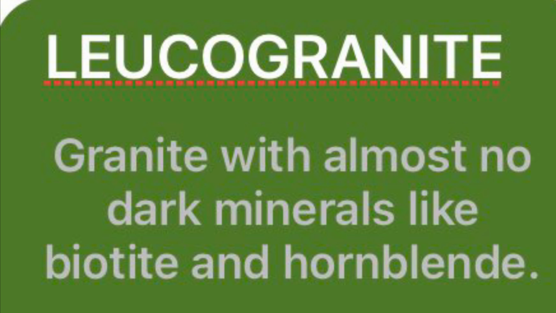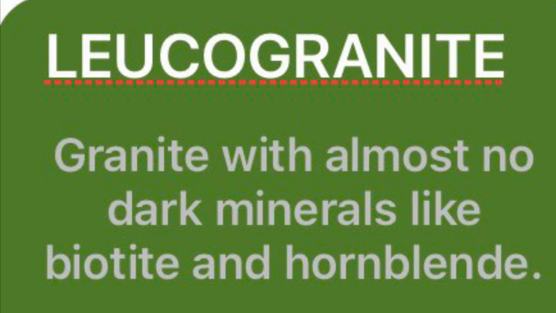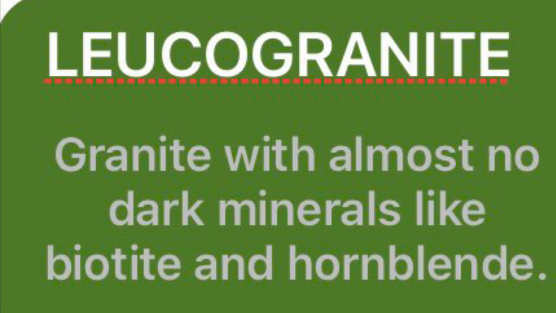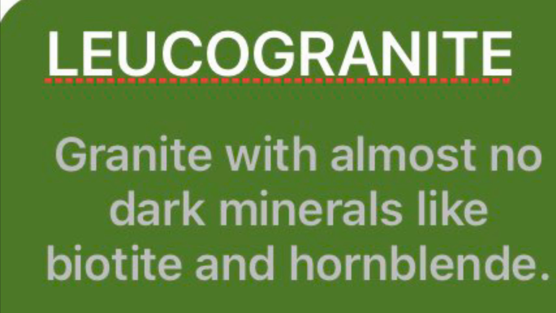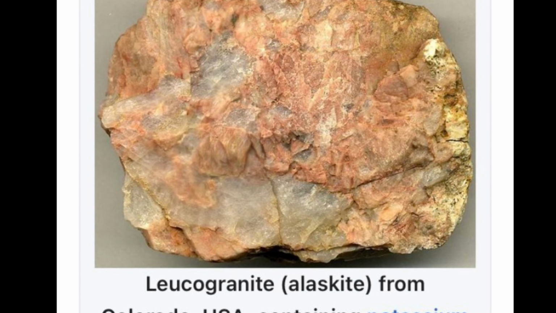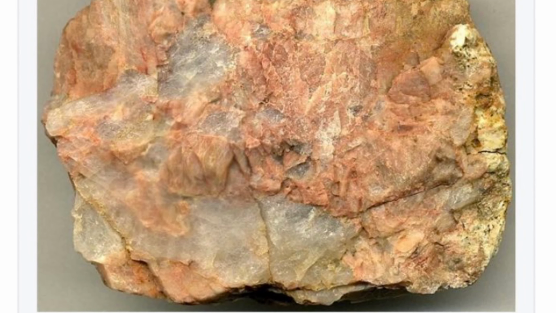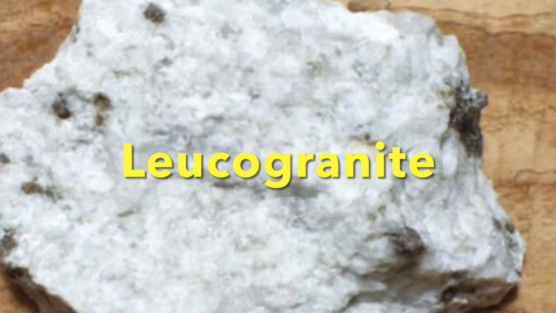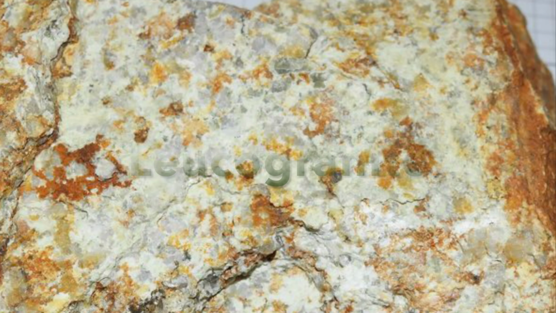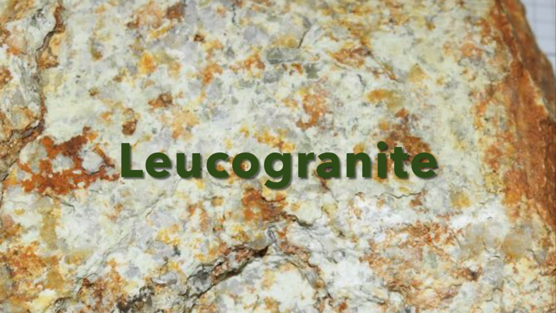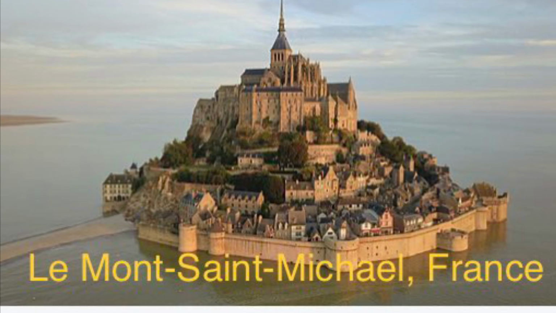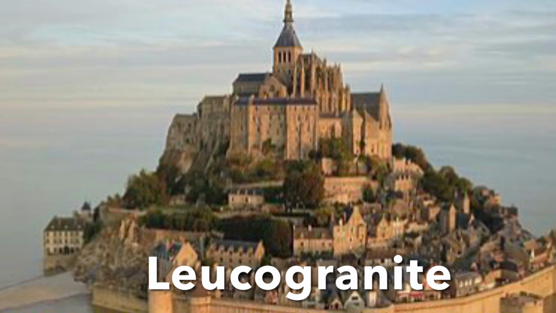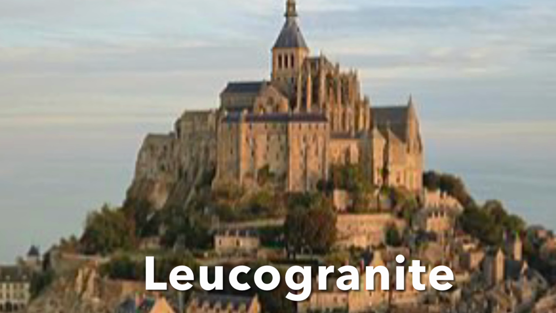First, we have Leuco Granite, and that would be granite that has very little, if any, dark minerals like biotite and hornblende. Leuco Granite is also called Alaskite. Presumably it's found abundantly in Alaska. But here's some samples of Leuco Granite, and you can see there's not much black mineral in them. And here is the famous Le Mont Saint-Michel castle in France that's made of Leuco Granite. I'm actually thinking about buying this one.